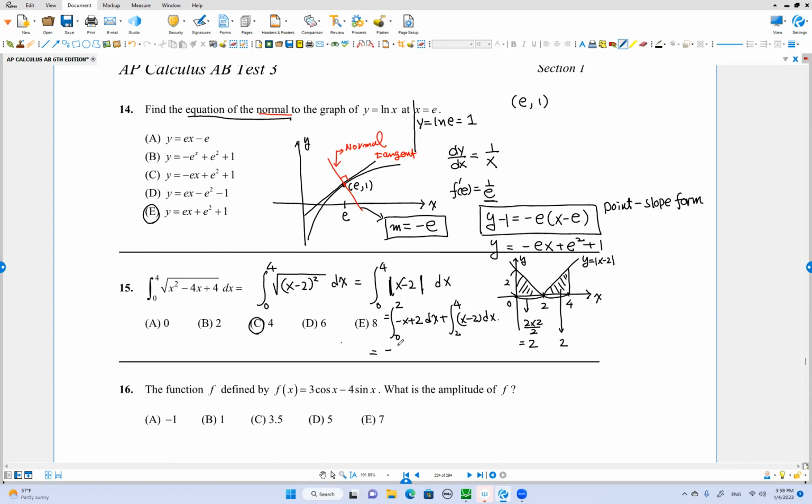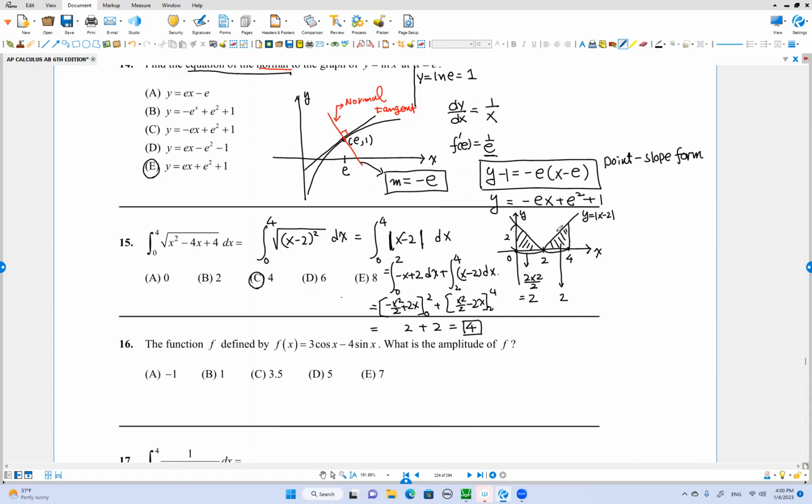Negative x is what? Negative x squared over 2 plus 2x from 0 to 2. This one is what? X squared over 2 minus 2x, 2 to 4. When you take this one, this is a 2, this one is a 2, total is a 4. But if you understand the meaning of this integral, you can find the right area from the graph.